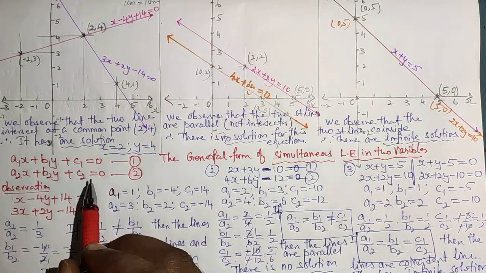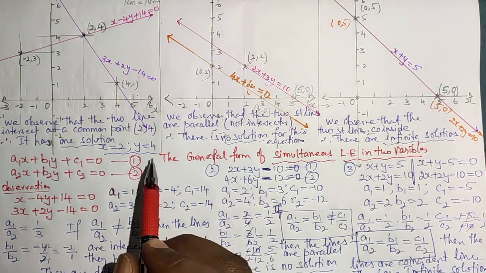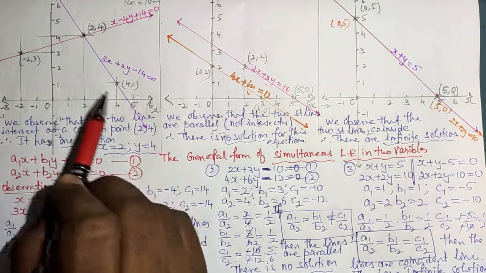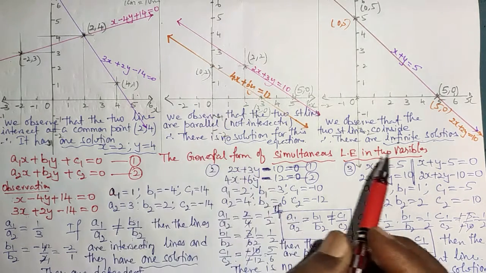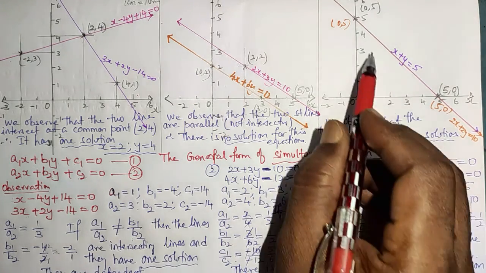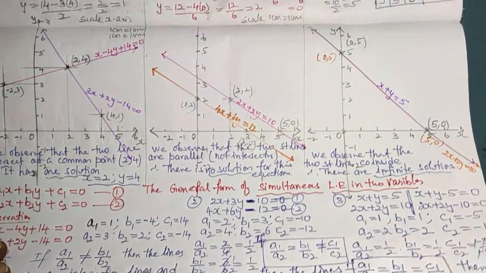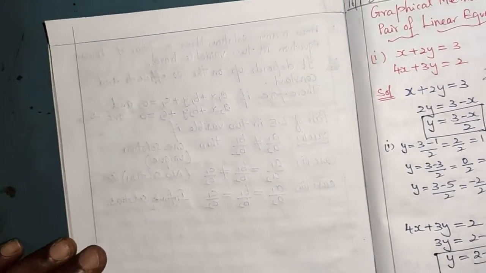Having understood that a pair of simultaneous linear equations in two variables will have one solution if the lines are intersecting, will have no solution when the lines are parallel, and will have infinite solutions when the lines are coincident, let us write the relation between the coefficients and the nature of system of equations. So, I will write the relations for you.